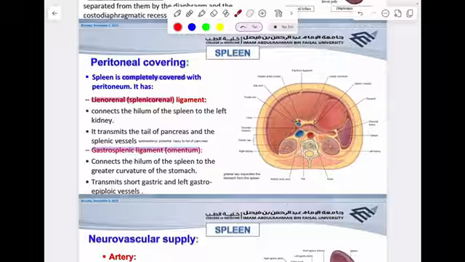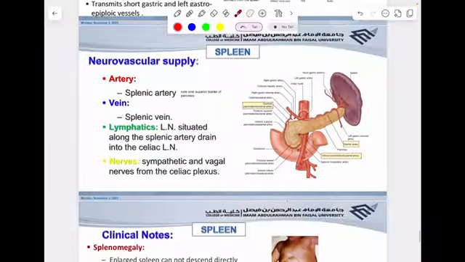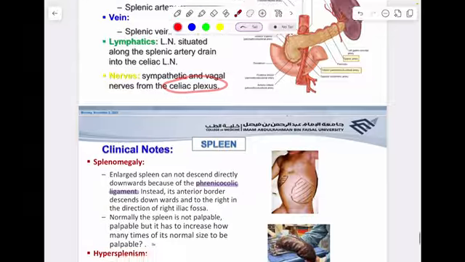بعدين عندنا the gastrosplenic ligament. It's going to connect the hilum of the spleen to the greater curvature of the stomach, and it transmits the short gastric and left gastroepiploic vessels. بالنسبة the neurovascular supply, splenic artery, splenic vein بكل بساطة. The lymph nodes along the splenic artery are going to eventually drain into the celiac lymph nodes. بعدين the nerve supply is going to be from the celiac plexus.